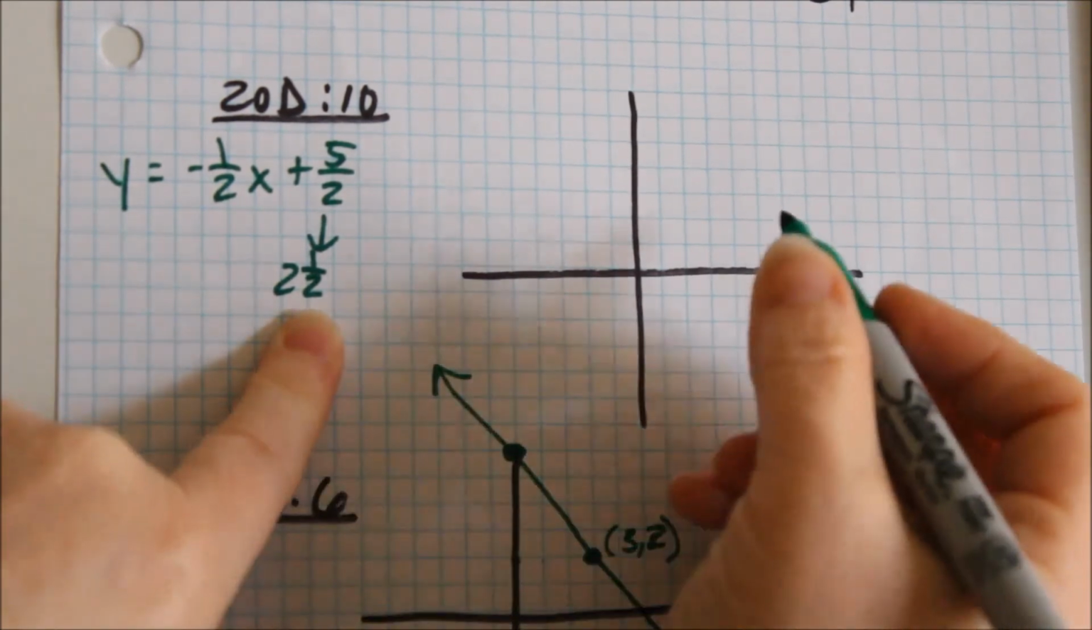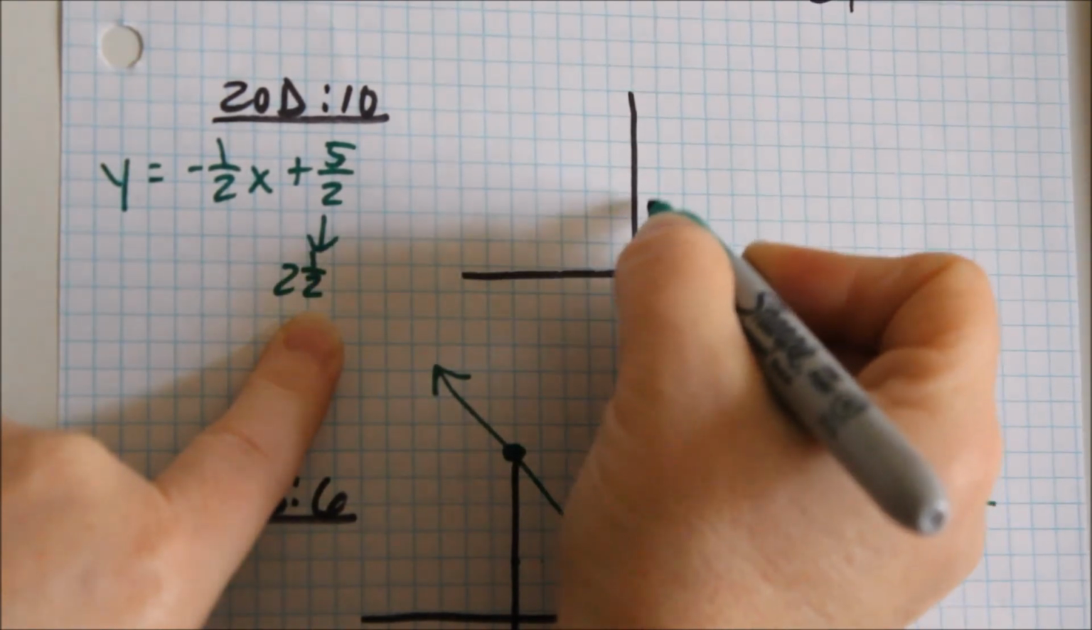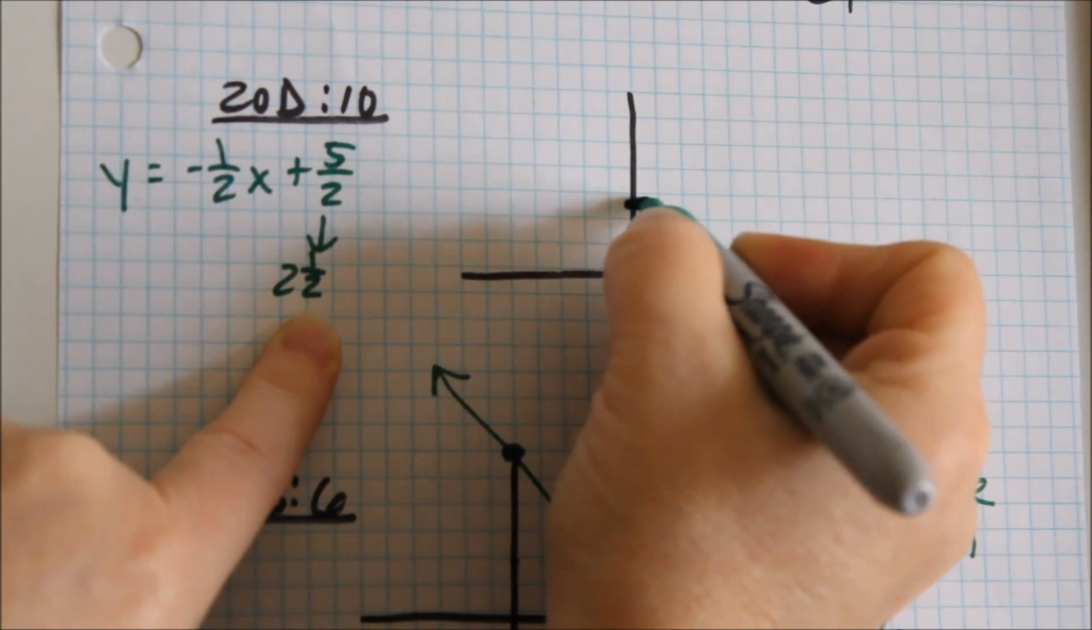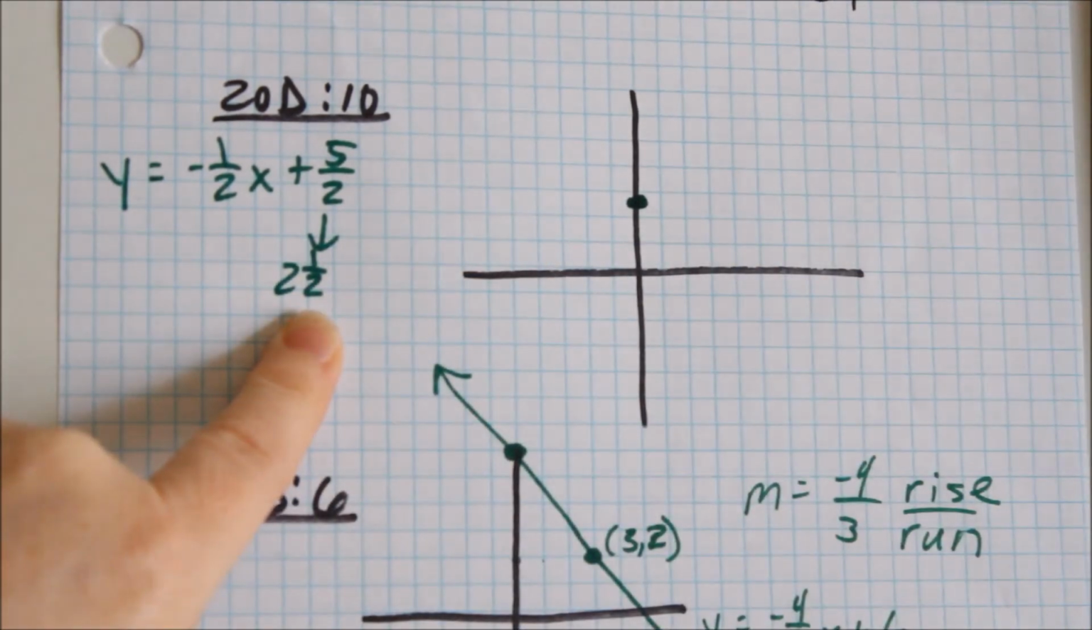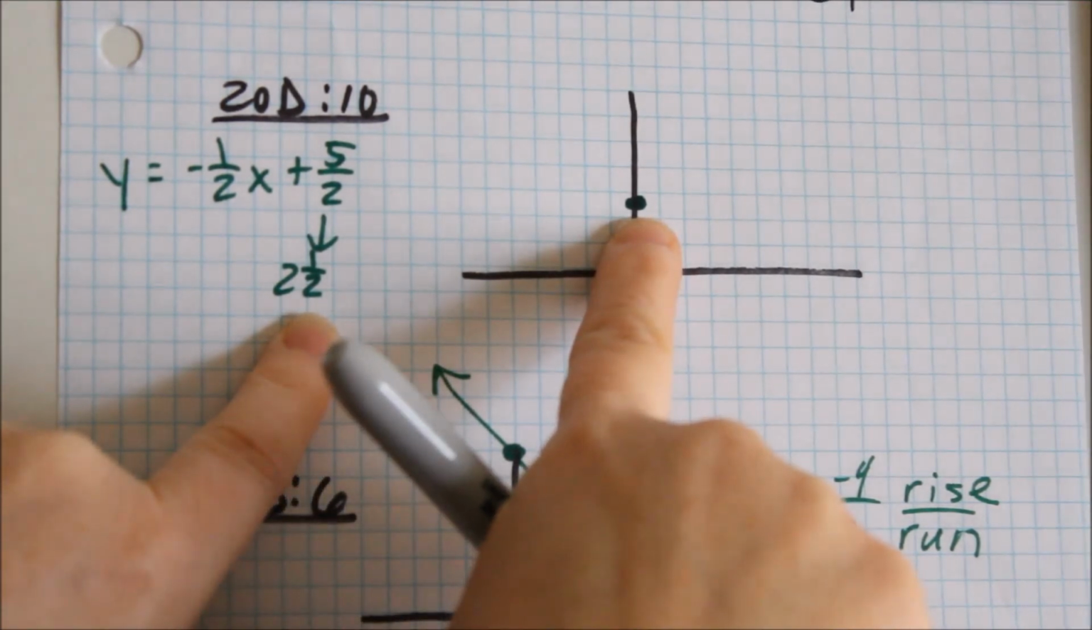It's positive. So I start at the origin, and since it's positive, I'm going to count up 2.5 lines. 1, 2, and then go up half of a line. This is why graphing is an estimate. I am just estimating where halfway is in between, okay? So I put a point there for my y-intercept.